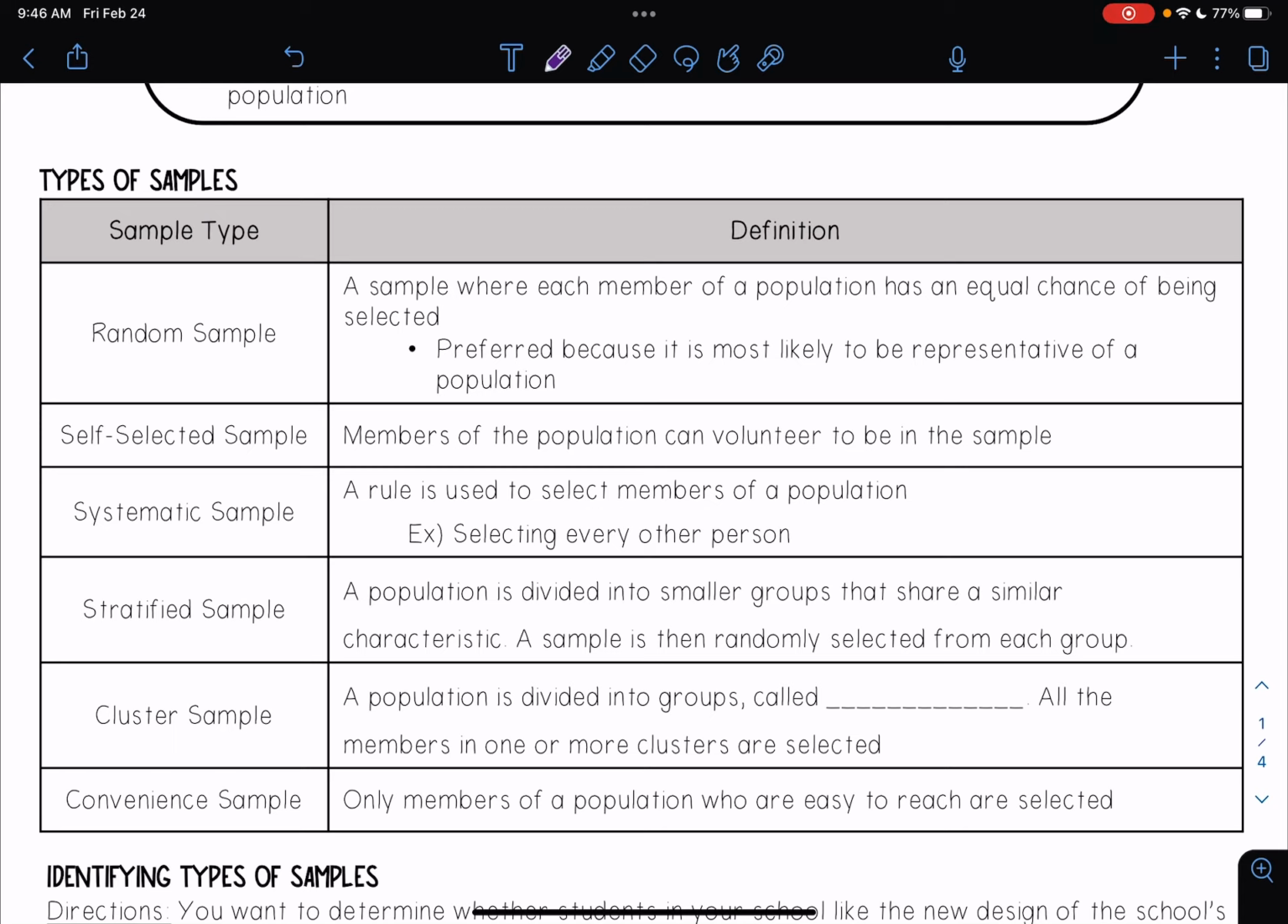And then we have these 5 other types of methods used to select members of a sample. First, we have a self-selected sample, and that is that members of the population can volunteer to be in the sample. So maybe you have a study you're doing and you have 10 people that volunteer to be part of it. A systematic sample is when a rule is used to select members of a population. So, for example, selecting every other person.